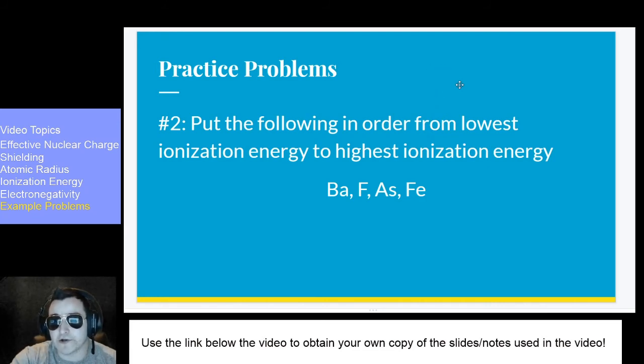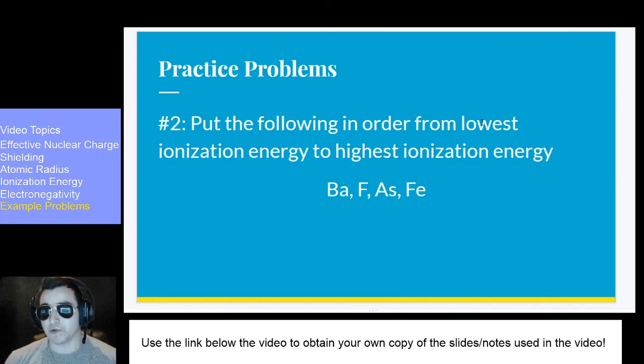And ionization energy is the amount of energy that is required to steal an electron. Well, as I go right on the periodic table, my effective nuclear charge is going to increase. And as I go down on the periodic table, my shielding is going to increase. So how do those changing values affect my ionization energy?